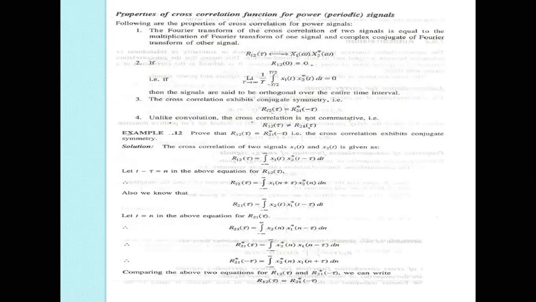And some of the properties of the cross correlation of the periodic signals, the power signals also. The first property is the Fourier transform of cross correlation of two signals. The Fourier transformation of cross correlation of two signals is equal to the multiplication of the Fourier transform of one signal and the complex conjugate of the Fourier transform of the other signal. Same thing, my students, as in the properties of energy signals, in the power signal also, for R12 the Fourier transformation is X1 of omega and X2 star of omega.